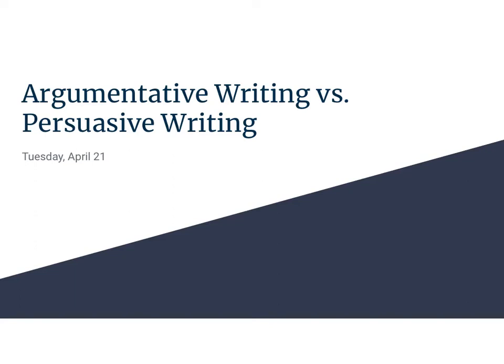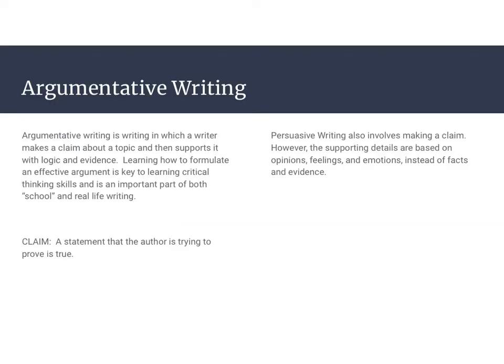Good morning. It is Tuesday, April 21st, and we are going to be looking at argumentative writing versus persuasive writing. Argumentative writing is writing when a writer makes a claim about a topic and then supports it with logic and evidence. Learning how to formulate an effective argument is key to learning critical thinking skills and is an important part of both school and real life writing.